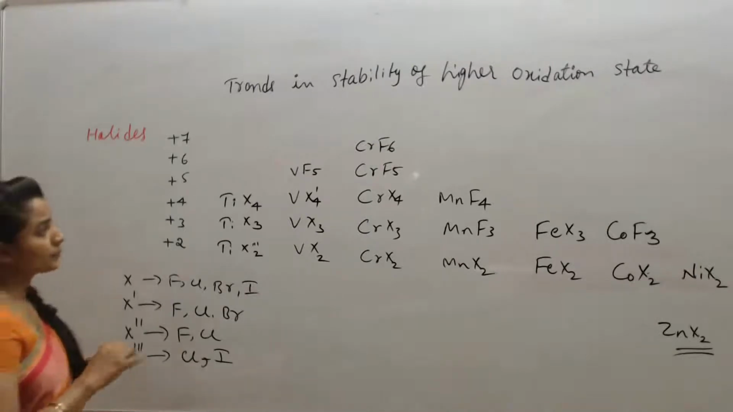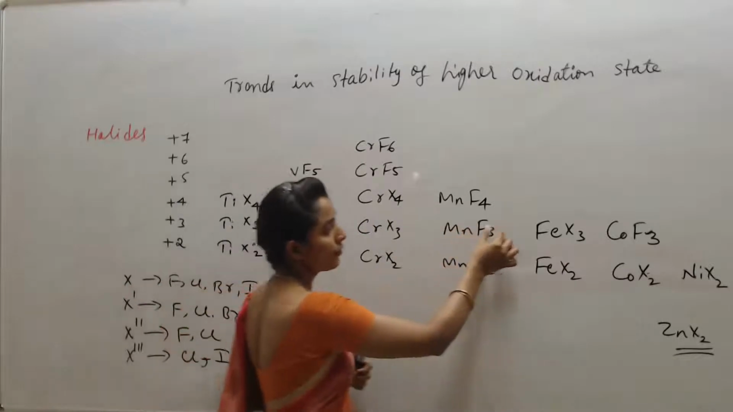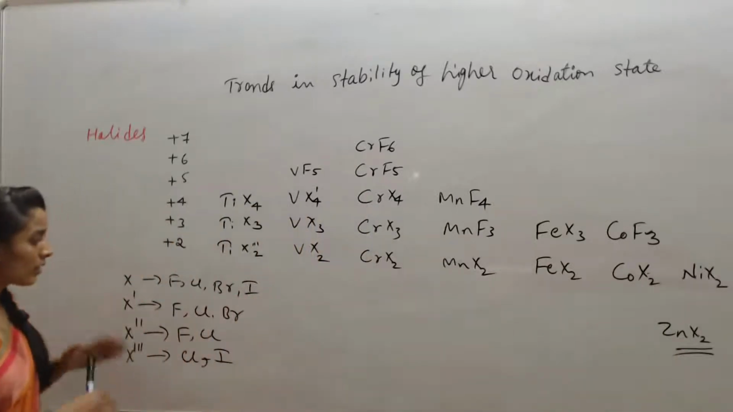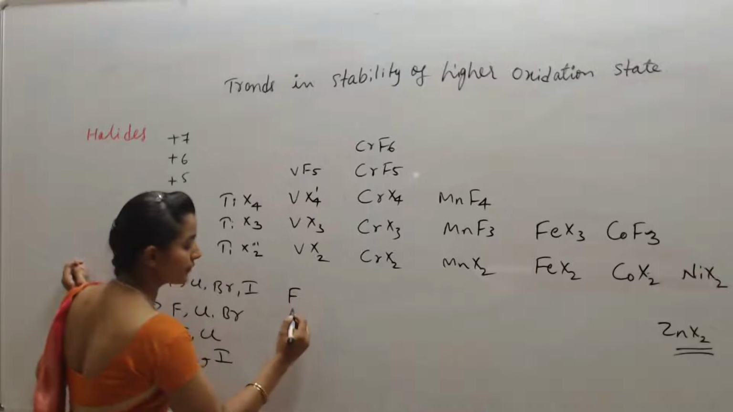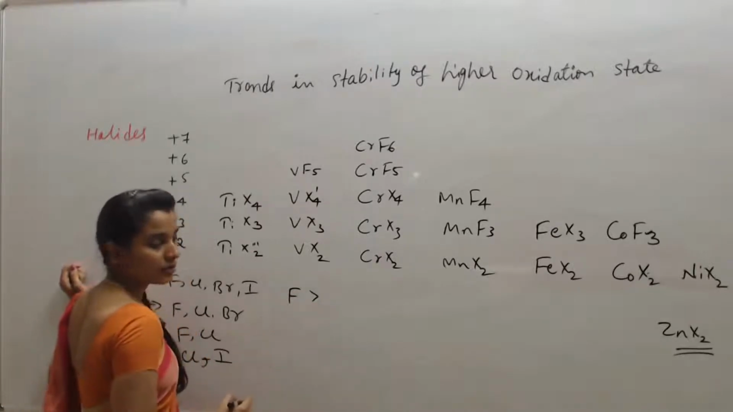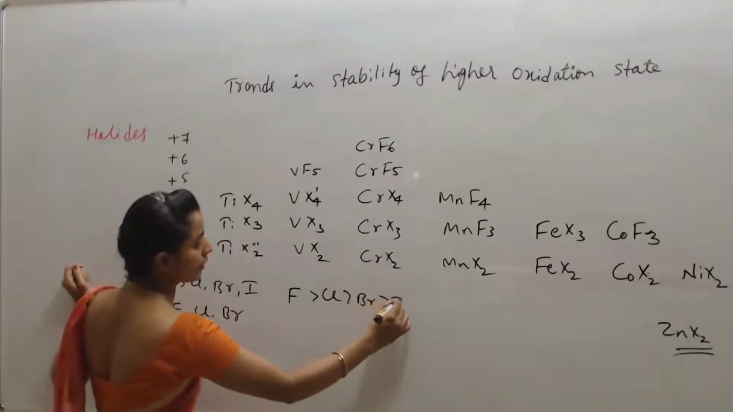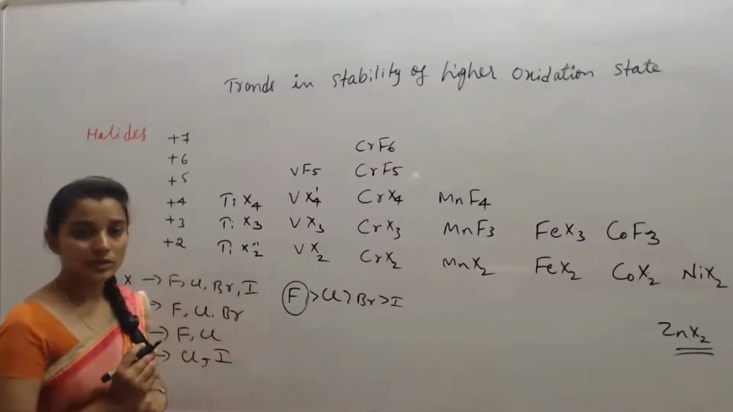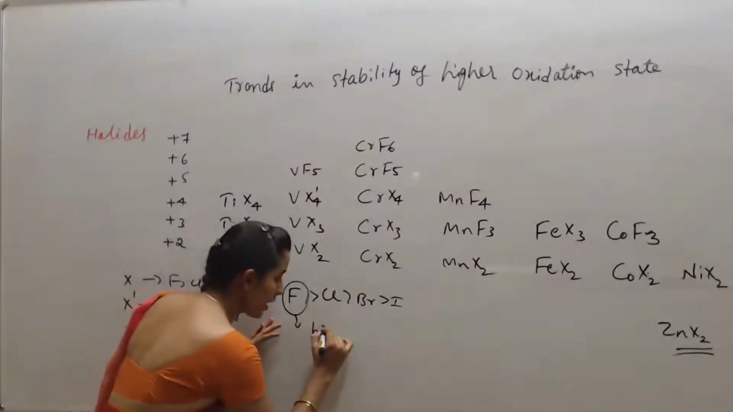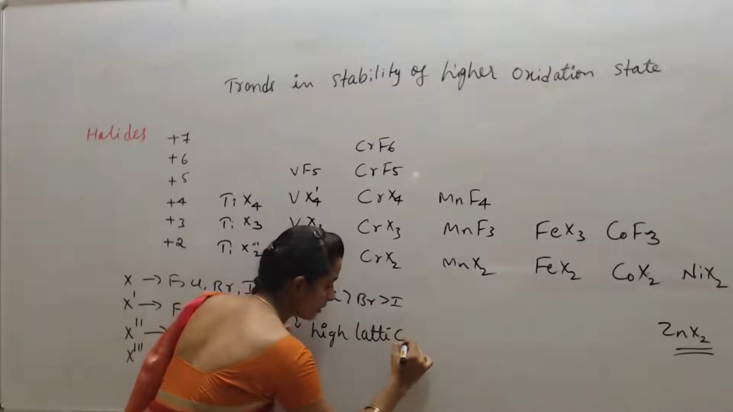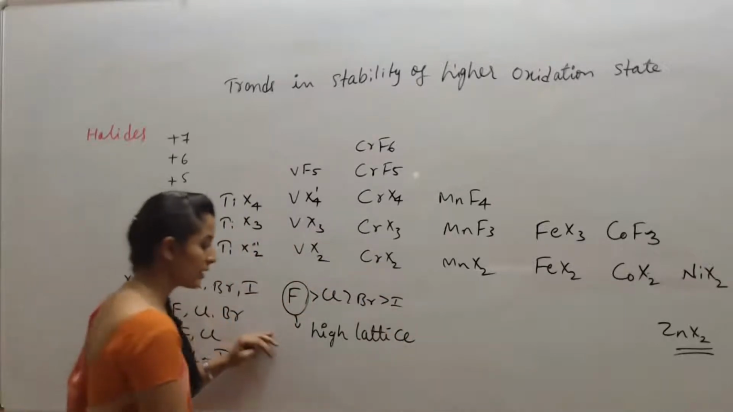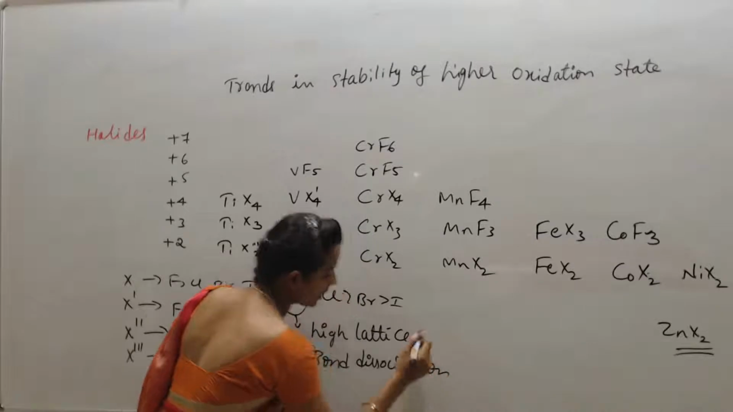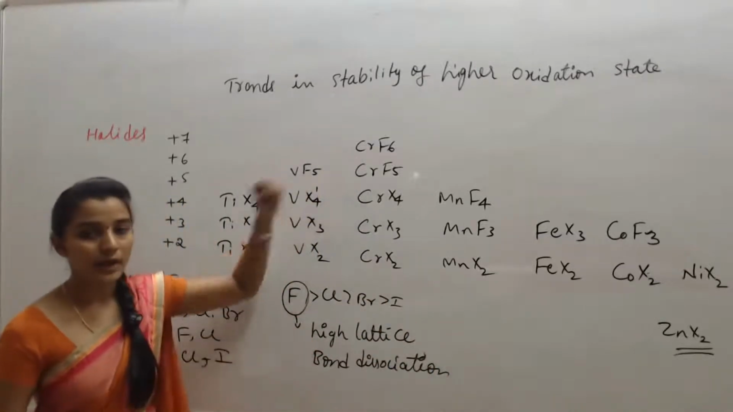So listen, you assume in all the higher oxidation states, fluorine is there. In all the halogens, the reactivity order is such that fluorine stabilizes the higher oxidation state more than chlorine, bromine, and iodine. So fluorine has the capacity to stabilize higher oxidation states. What is the reason for that? Because it has high lattice energy and high bond dissociation energy. Because of these two reasons, fluorine stabilizes the higher oxidation states.